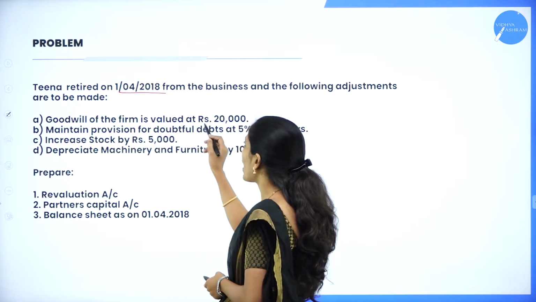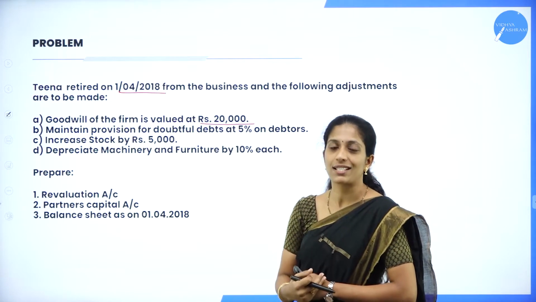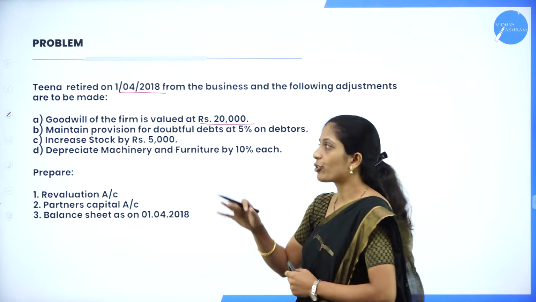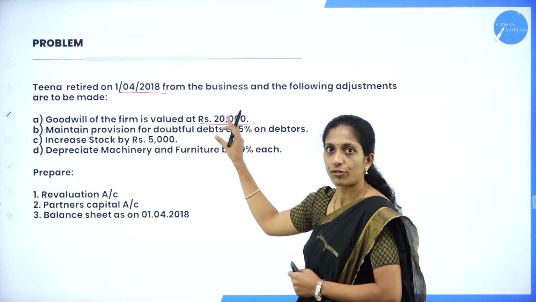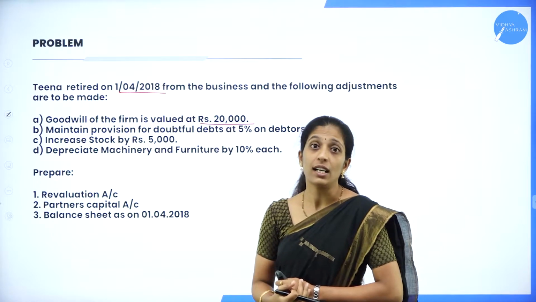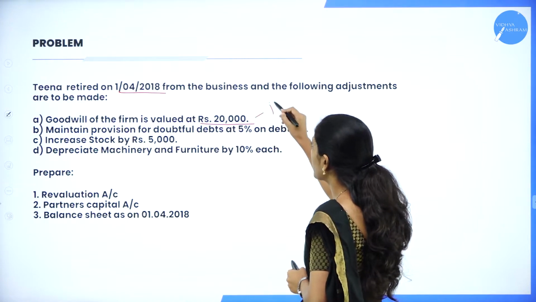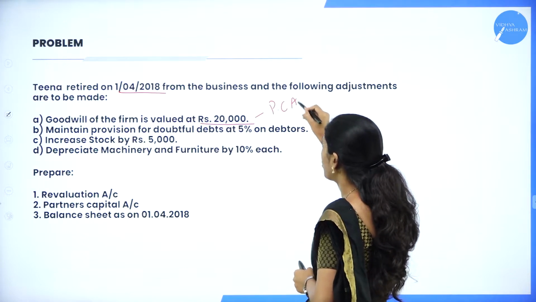Goodwill of the firm is valued at rupees 20,000. Of course, we know how we are going to adjust this goodwill. We have to take only the retiring partner's share of goodwill, and that amount has to be distributed among the remaining partners in which ratio? In gain ratio. So this will be recorded in the partners' capital account.